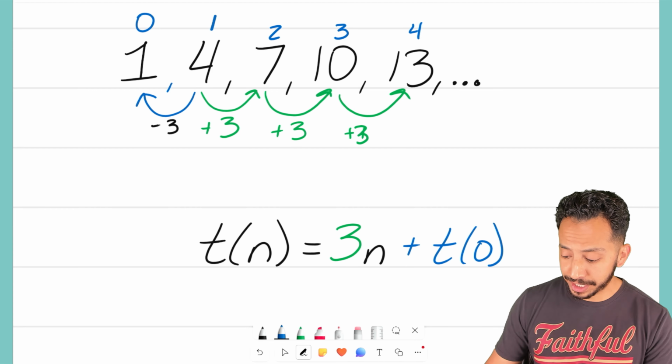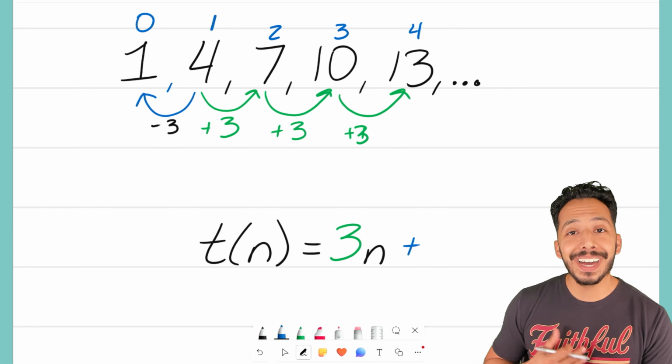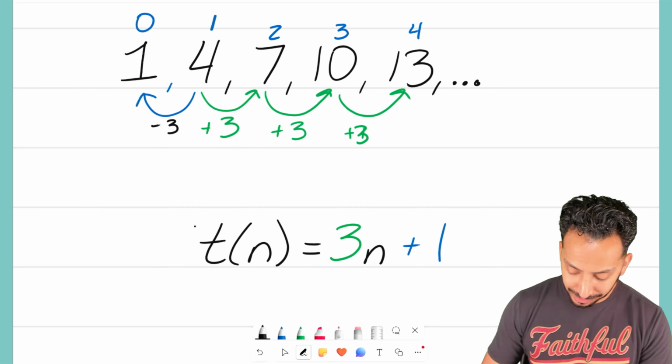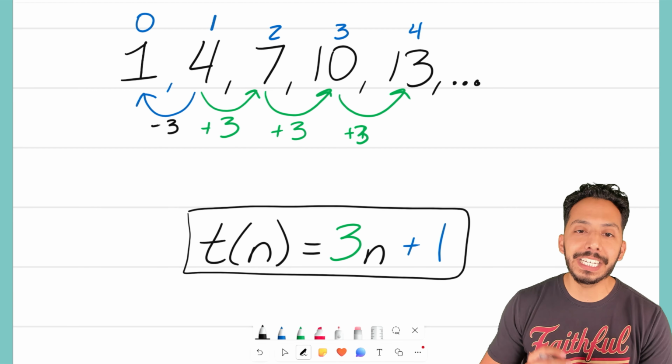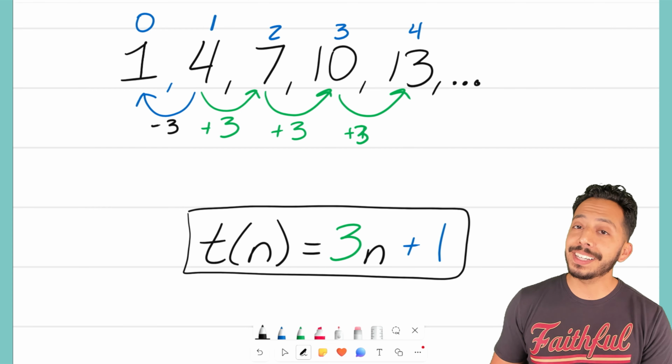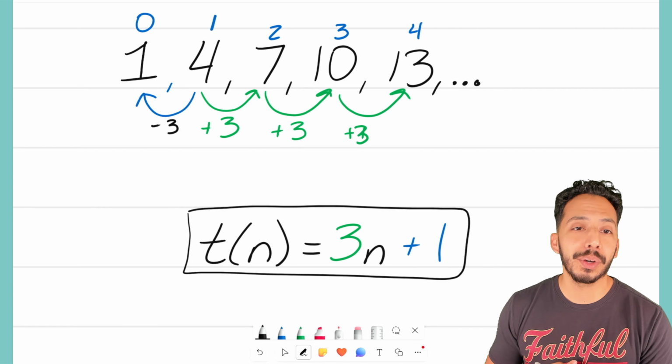I come back over here. I'm going to erase that now, and in its place, I can just write a 1. So this here is the explicit equation for this arithmetic sequence: t of n equals 3n plus 1.